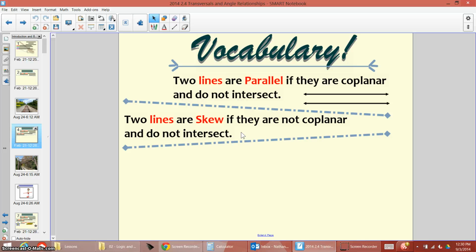New ones. Two lines are skew if they are not coplanar and do not intersect. Okay, this is new for us. We're thinking in three-dimensional space. That means they're on different walls, or they're on the ceiling and on the floor, or something like that.